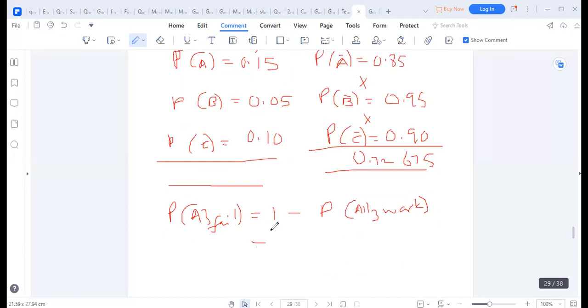So this is the probability that all of them will work. We are sure that all of them work, 72%. So the chance that all of them will not work is the complement of this: 1 minus 0.72675. When you subtract from 1, we get 0.27.